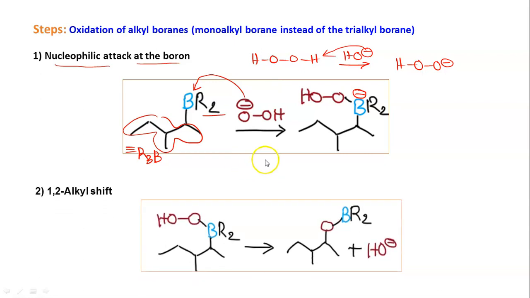The second step is alkyl shift. Alkyl shift means this R group will be shifted towards boron. From boron, the alkyl group is transferred to oxygen and HO minus will be removed. What is the driving force for this? The newly formed bond will be more stable. So now we have this R-C bond after migration. This is a 1,2-migration of the alkyl group. From the B-C bond, we are now getting an O-C bond, and HO minus is removed.